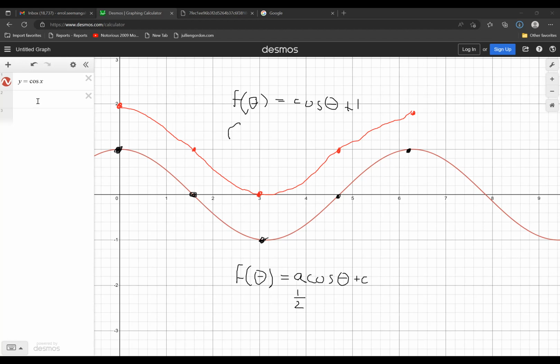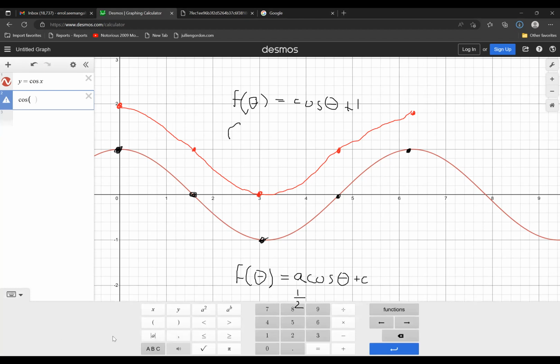So give me another one. I'll put it in Desmos and I'll show you. We have f of theta equals cos of theta minus pi over 2. Let me write it down first.